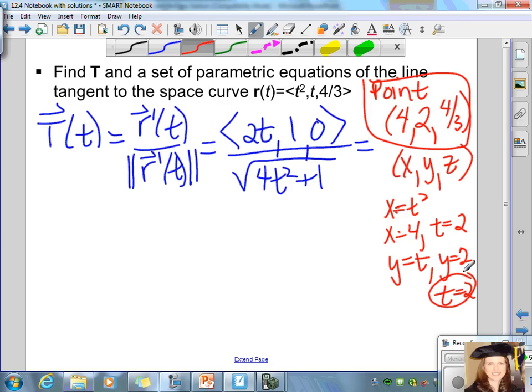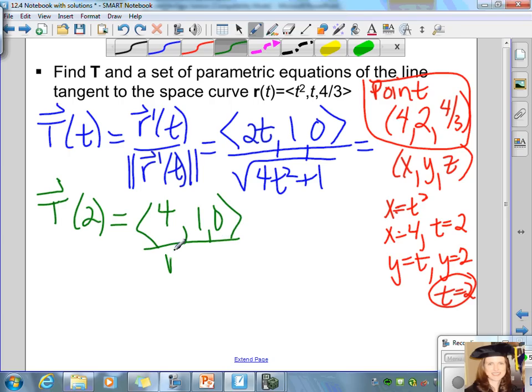So let's go ahead and plug that into the unit tangent vector to come up with the components of the unit tangent vector. So capital T of the time 2, again that will be given to you either a point or a time, and you're going to use that to come up with the solution. T of 2 would equal, plugging in 2 for t, the vector with components 4, 1, 0, and we're going to divide that by the square root of 4 times 4, 16, plus 1, the square root of 17.